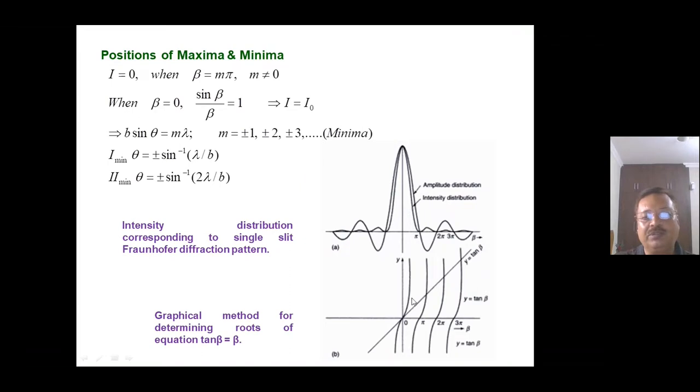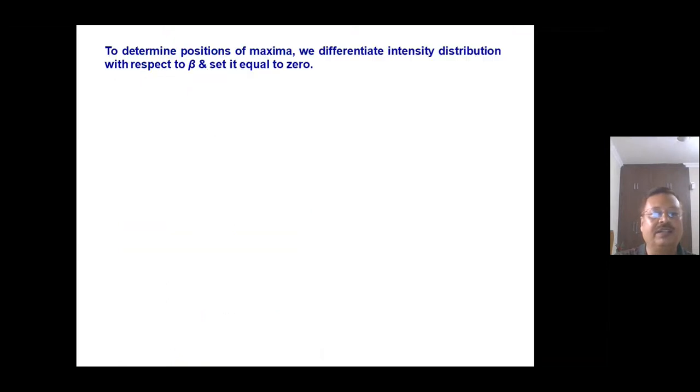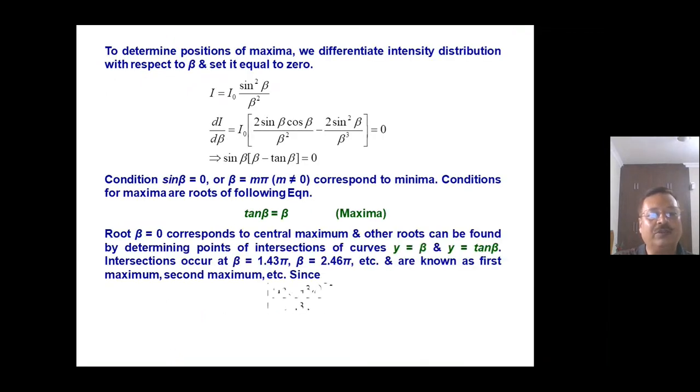So we have two equations: y equal to tan beta and y equal to beta. All the points of intersection will correspond to the maxima points. So first maxima here, second maxima, third maxima, and so on, we can easily calculate. So we'll calculate the values.